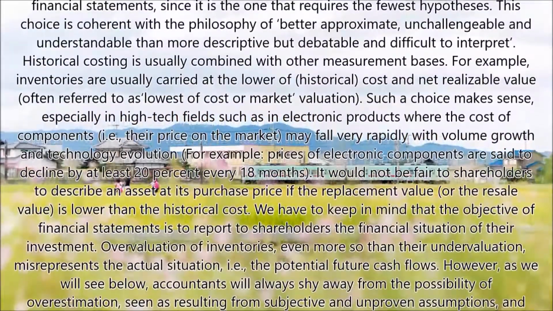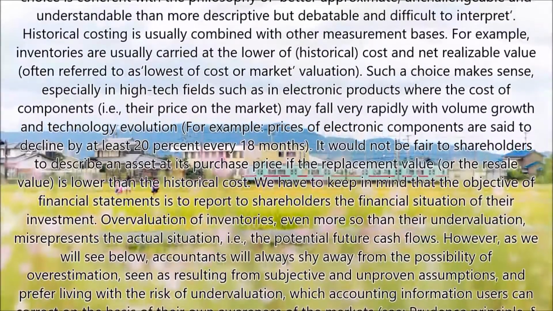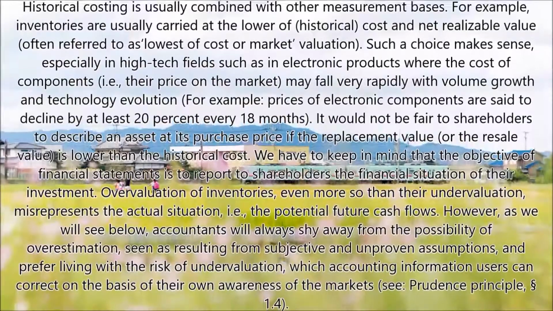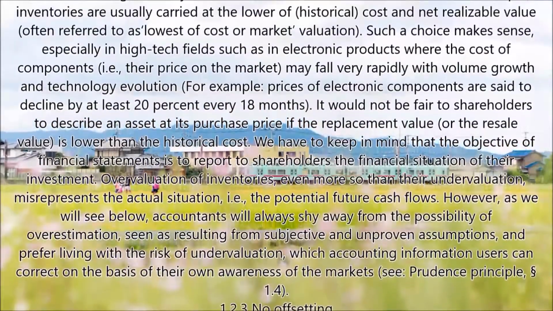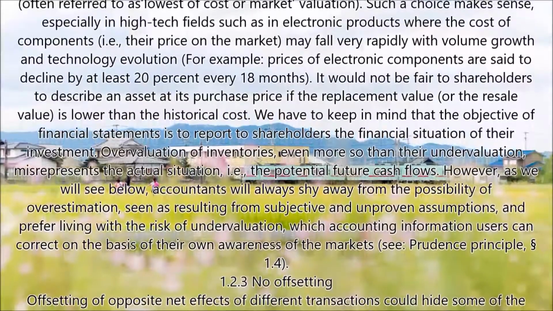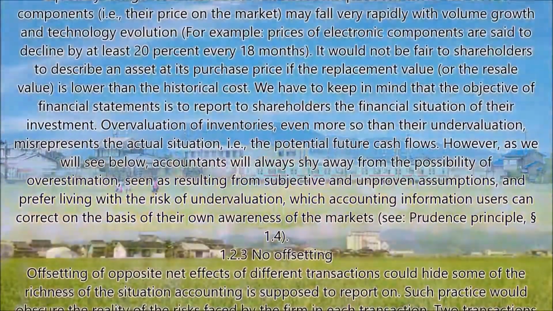For example, inventories are usually carried at the lower of historical cost and net realizable value, often referred to as lowest of cost or market valuation. Such a choice makes sense, especially in high-tech fields such as in electronic products where the cost of components, i.e., their price on the market, may fall very rapidly with volume growth and technology evolution. For example, prices of electronic components are said to decline by at least 20% every 18 months.